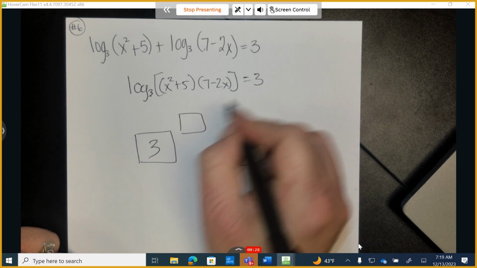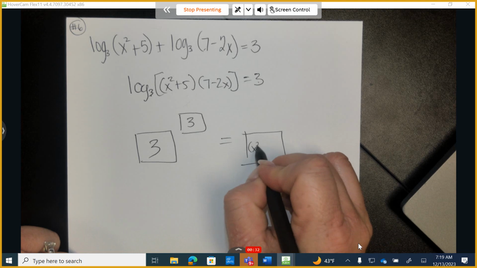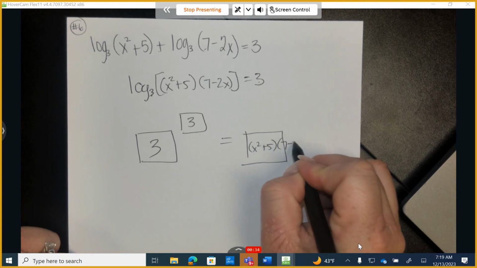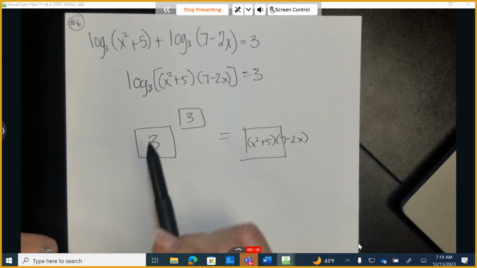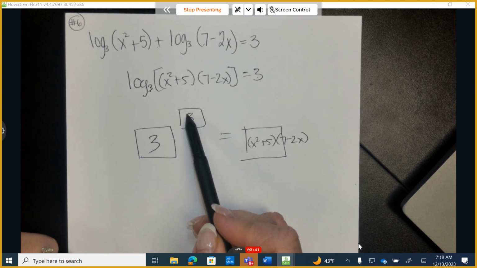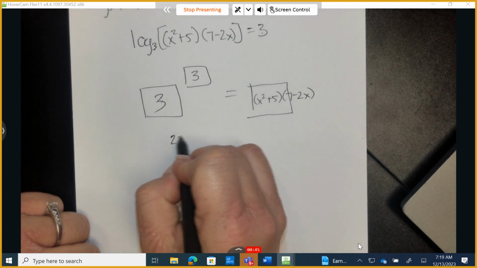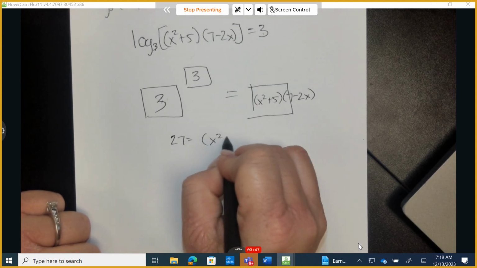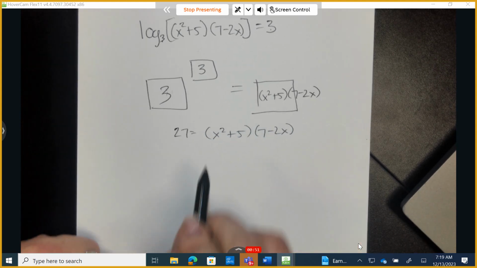Our base is 3. We're going to raise it to a power of 3, and I'm going to set it equal to this quantity, x squared plus 5 times 7 minus 2x. Now, a lot of students, as they're rushing through this, say 3 to the third is 9. Remember, that's 3 times 3 times 3, which is 27. I'm going to go ahead and FOIL out or distribute on the right-hand side.